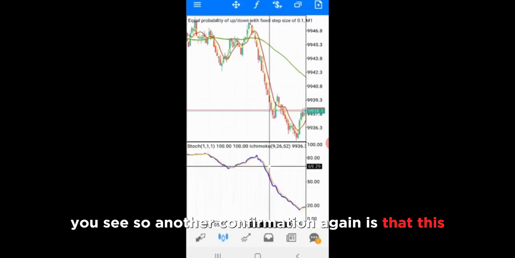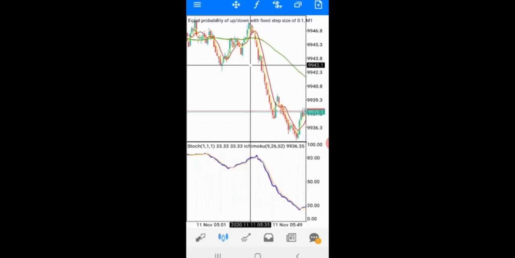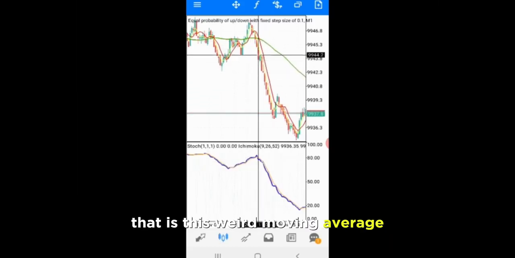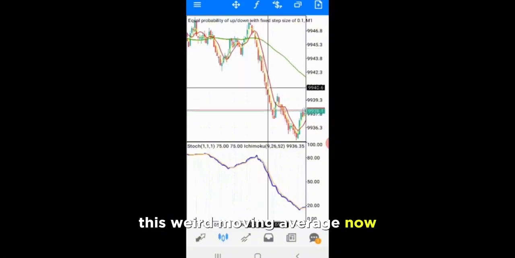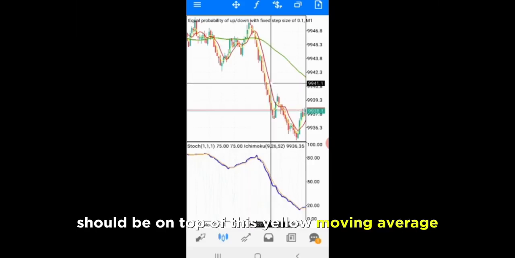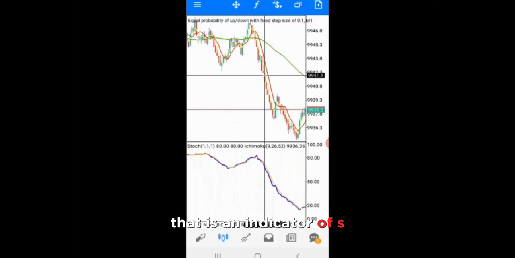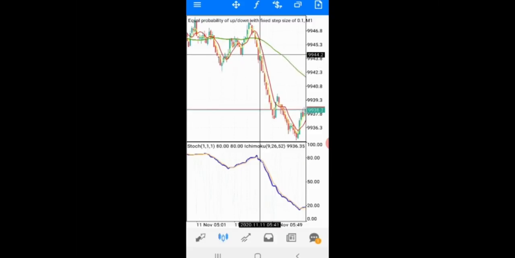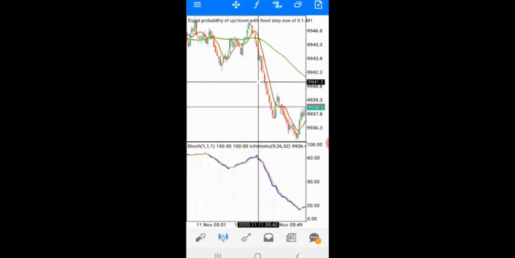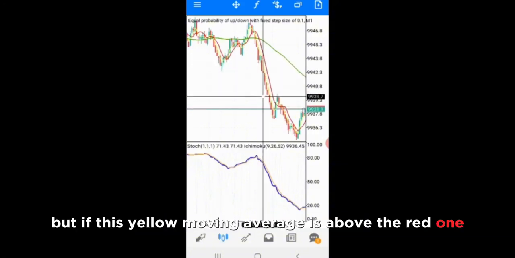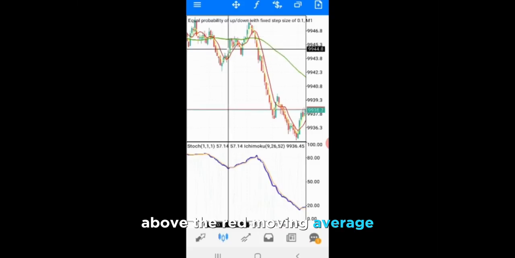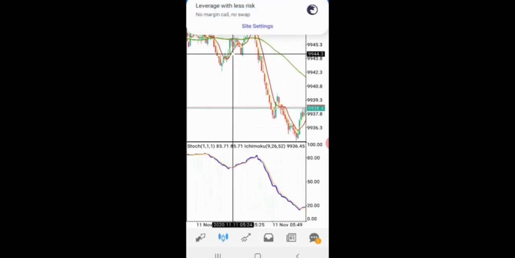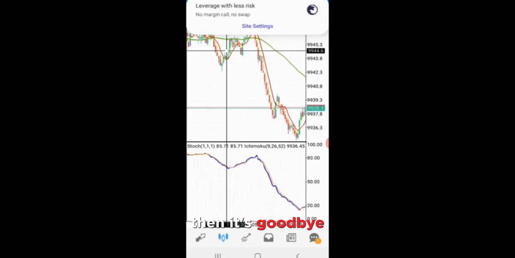So another confirmation is that this red moving average now should be on top of this yellow moving average. That is an indicator of a sell, an indicator of a downtrend. But if this yellow moving average is above the red one, just like this place, above the red moving average, then it's a buy.